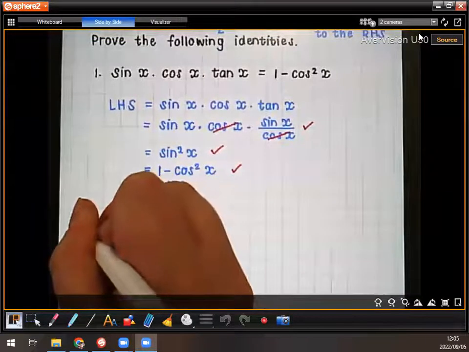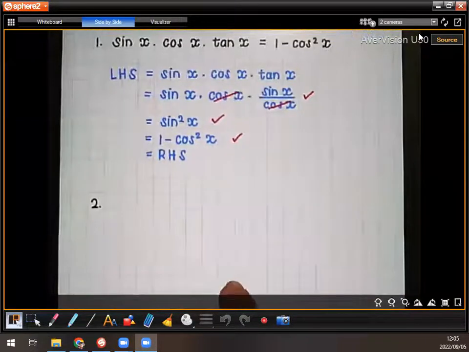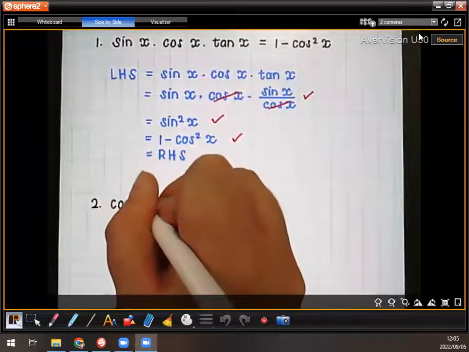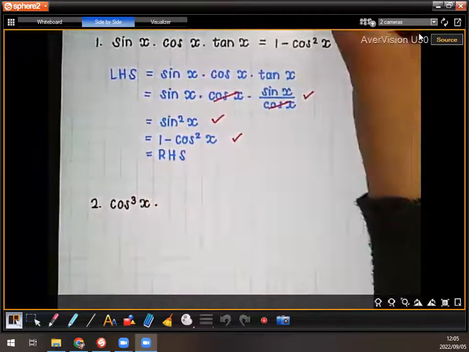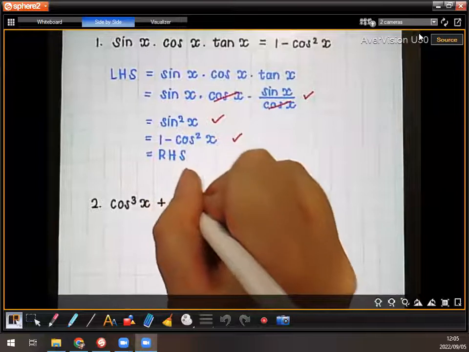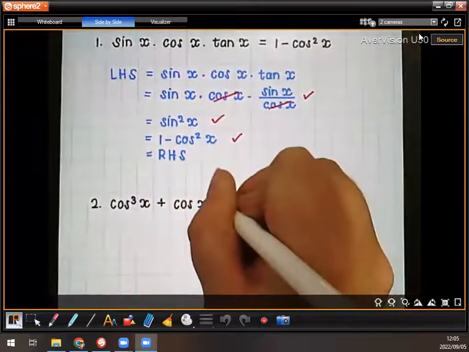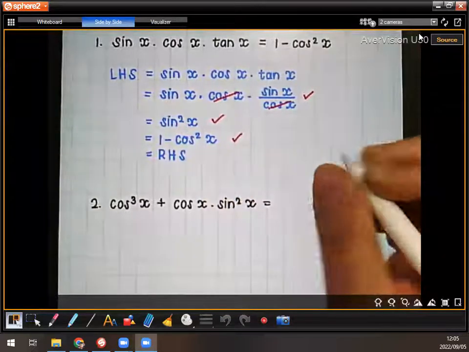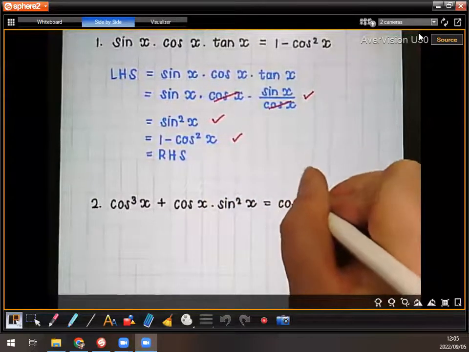Number 2. So we have cos cubed x plus cos x times sine squared x, and that should be equal to cos x.